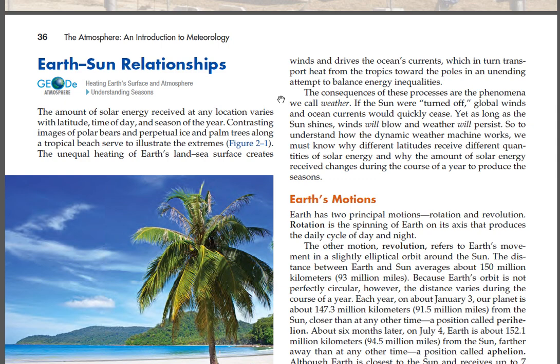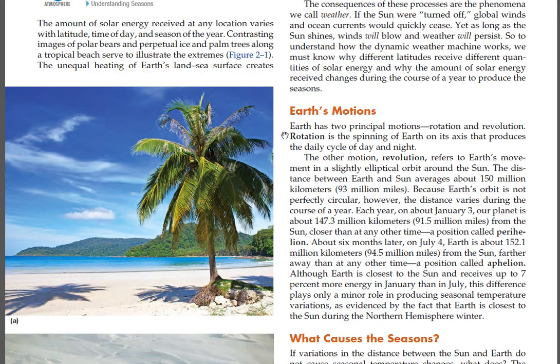So to understand how the dynamic weather machine works, we must know why different latitudes receive different quantities of solar energy and why the amount of solar energy received changes during the course of a year to produce the seasons. Earth's motions. Earth has two principal motions: rotation and revolution. Rotation is the spinning of Earth on its axis that produces the daily cycle of day and night.